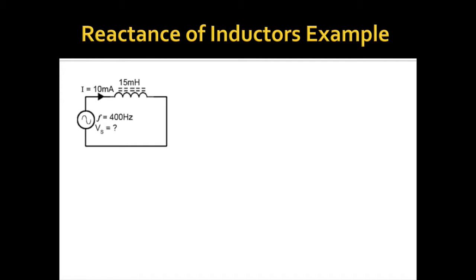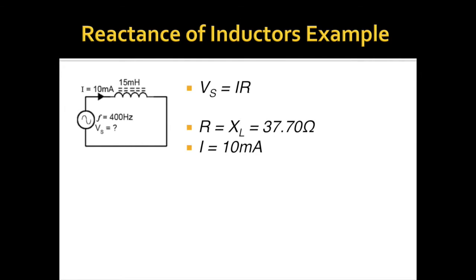Now we can solve for Vs by using Ohm's law, with the resistance equal to XL, and the current equal to 10 milliamps, which you can see in the circuit. Putting these values into Ohm's law gives you a voltage of 0.377 volts.